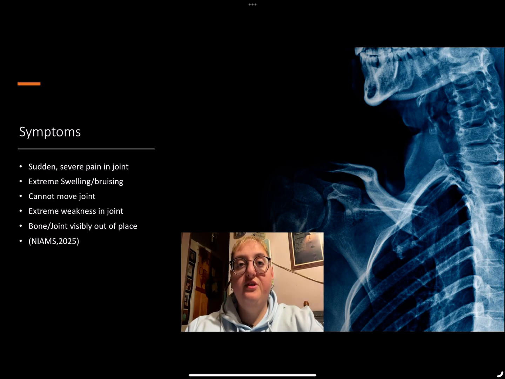Common symptoms of a shoulder dislocation include joint pain in the area, swelling and bruising, inability to move the joint, and the bone is visibly out of place.